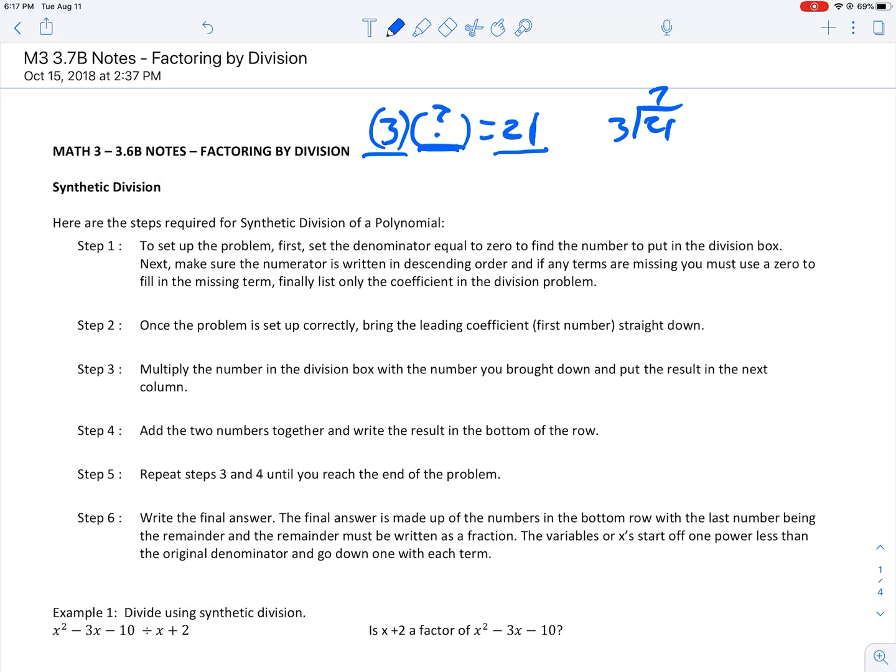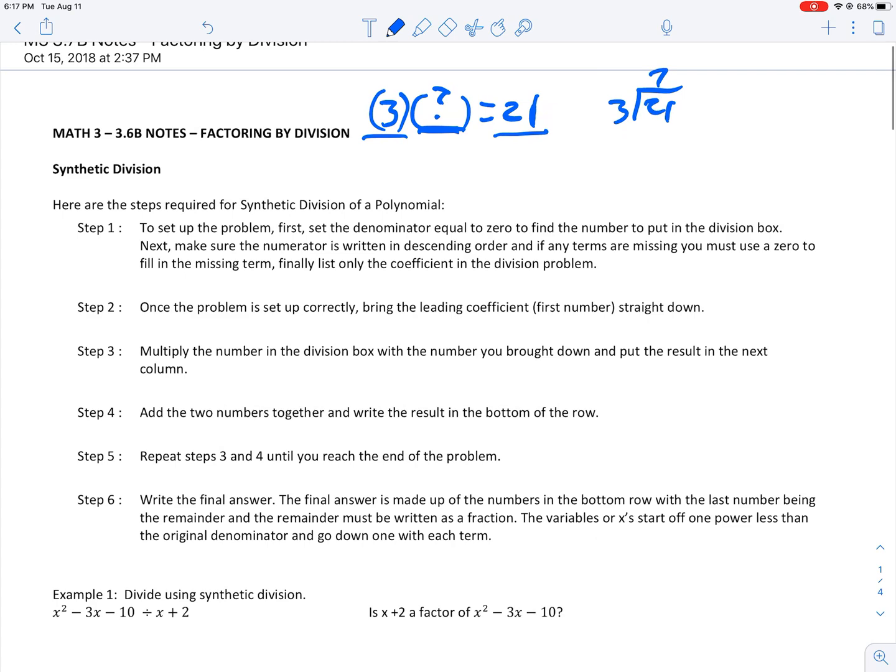I have the steps listed here for you, 1 through 6. It'll make more sense as we start to do the problem, but I'll read through the steps and then we'll actually apply it. Again, this is called synthetic division of polynomials. We're using division, it's just a type of division that you've never really seen.